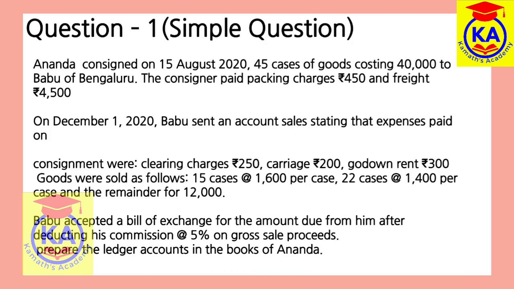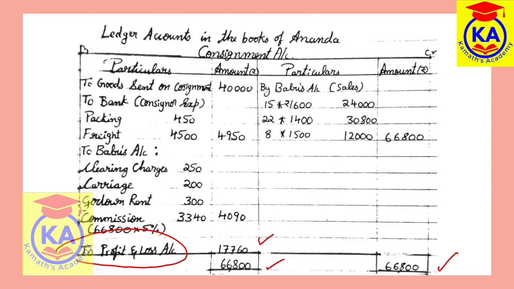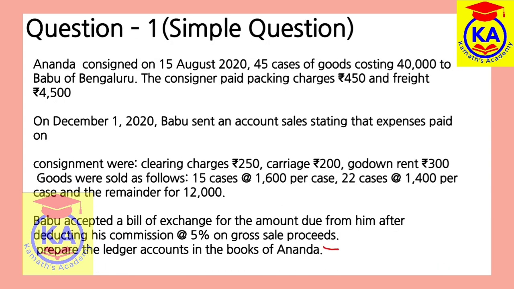Next, you have to prepare goods sent on consignment account. Here I have missed it. GSOC, goods sent on consignment account, and Babu's account.